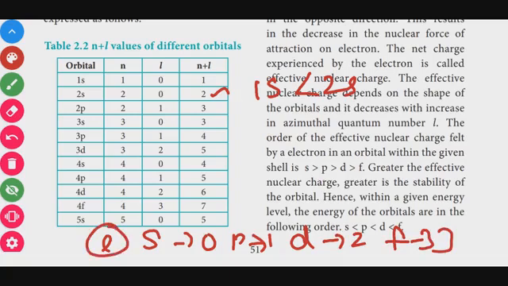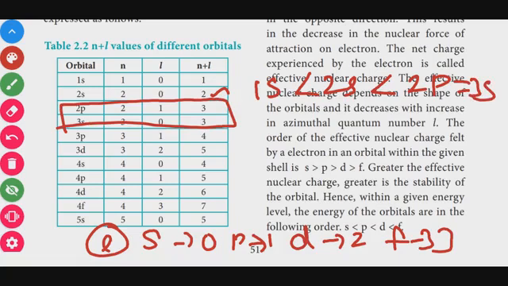1s is less than 2s, and then 2s is less than 2p, because 2p has more. And then 2p and 3s, they are equal. Therefore 2p is equal to 3s. Okay, and then similarly for 3p, what will happen? 3p is greater, so we can write less than 3p.